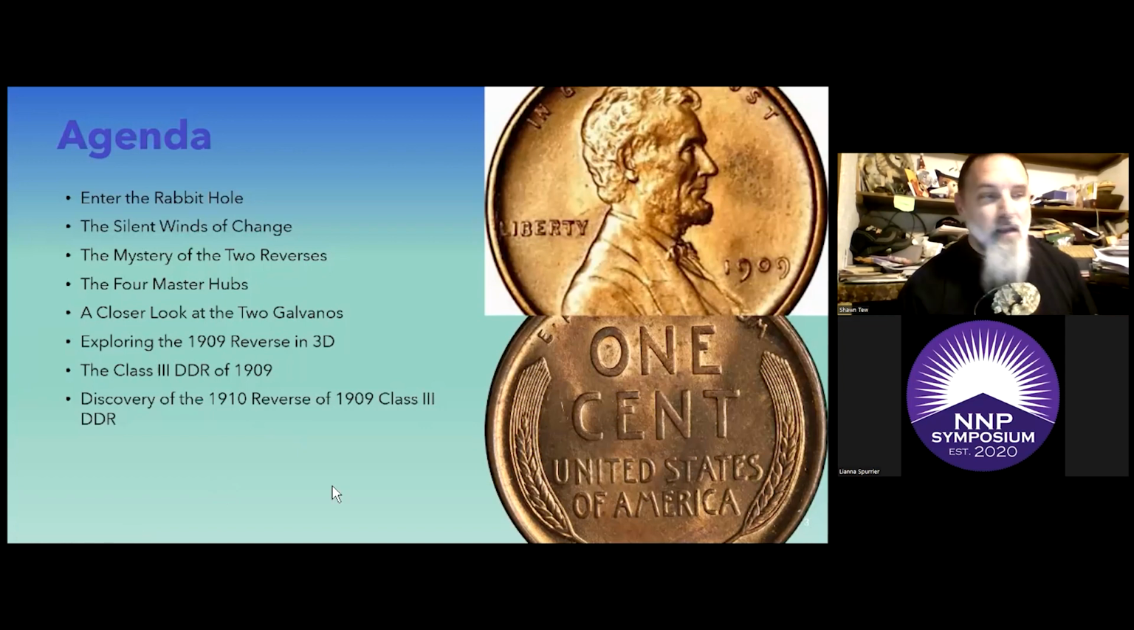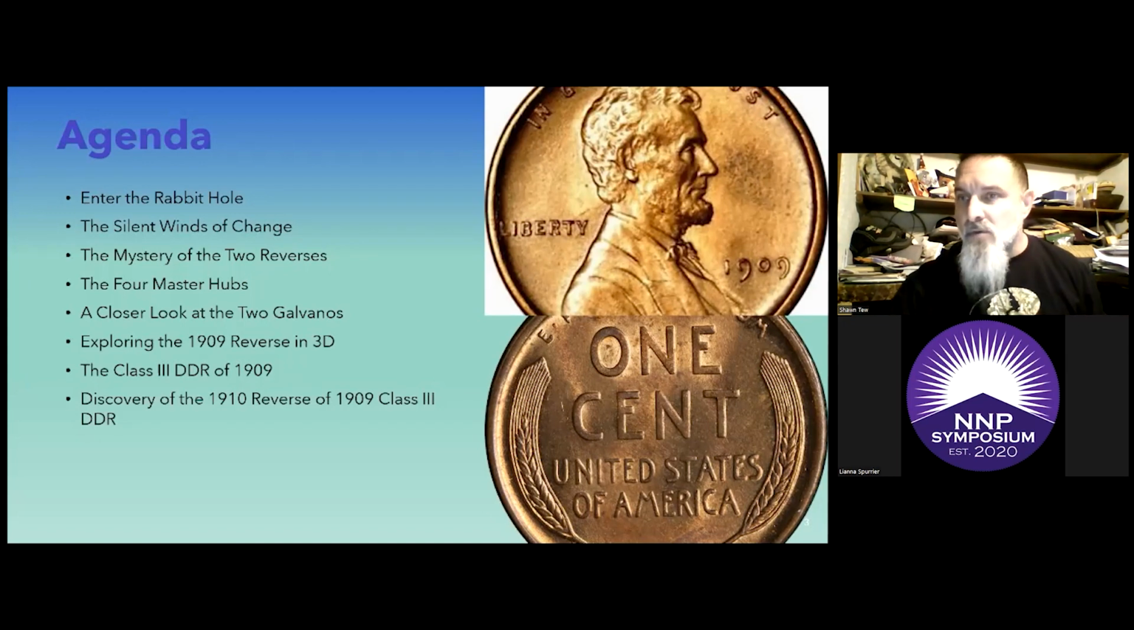The agenda we're going to have today is from the beginning of when we started researching. We'll cover these bullet points right here of entering the rabbit hole, the winds of change, the mystery of the 2 reverses of the 1909, the 4 master hubs, and a closer look at the 2 galvanos. We did some research at MSU through 3D, and then we'll cover the class 3 DDRs. And the final bullet point will be the 1910 reverse of 1909 discovered earlier this year.